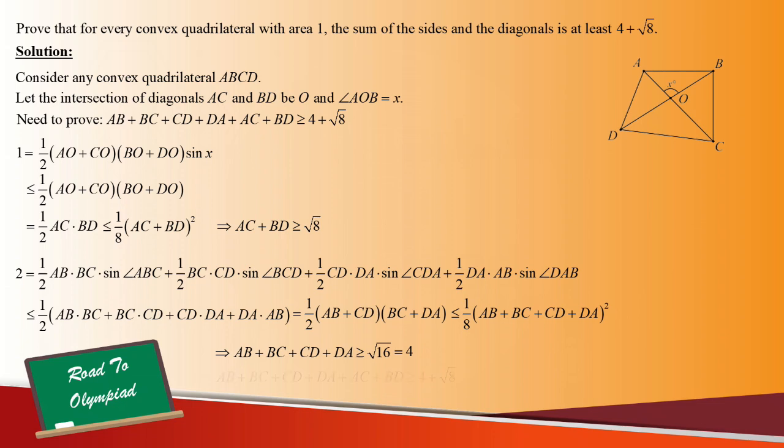Adding the two inequalities, we have AB plus BC plus CD plus DA plus AC plus BD is greater than or equal to 4 plus square root of 8, which finishes the proof. And this marks the end of our solution.